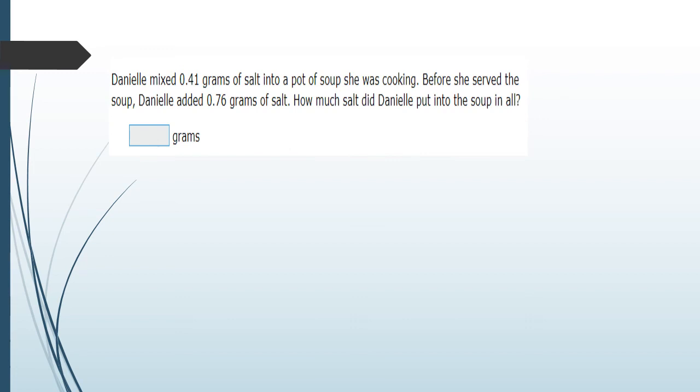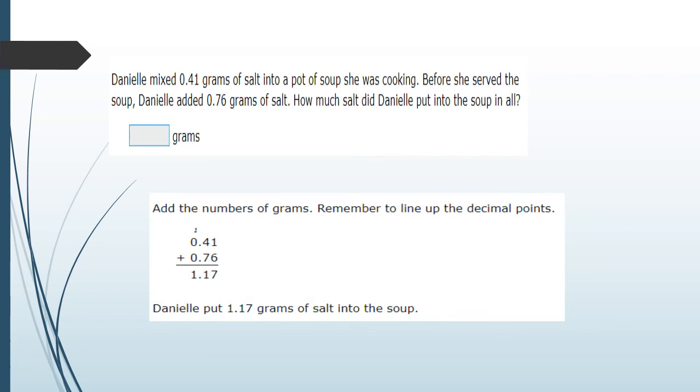These hint words tell us that we have to add here. So let's add 0.41 plus 0.76. Line up the numbers, put the decimal point below the decimal point. If you need to add 0, add it, but here there is no need because both numbers have 2 decimal places. Then we start adding from right to left. Let's check our answer. The answer is 1.17 grams of salt she put into the soup.